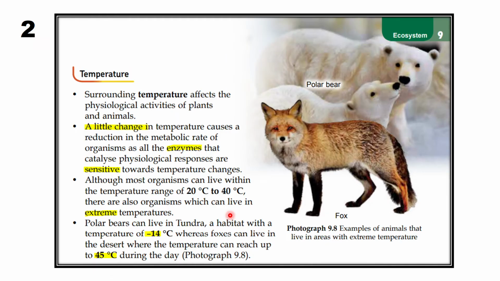Okay. The second important abiotic component adalah temperature. Suhu sangat penting. Surrounding temperature, because a little bit of change is going to cause reduction in the metabolic rate. Kenapa temperature begitu penting? It's because of the enzymes. Okay, living things, we have enzymes in the body. Okay, bahan kimia ini yang sangat penting that is going to catalyze physiological responses. Dan kita tahu enzyme ini dia sangat sensitive towards temperature changes.